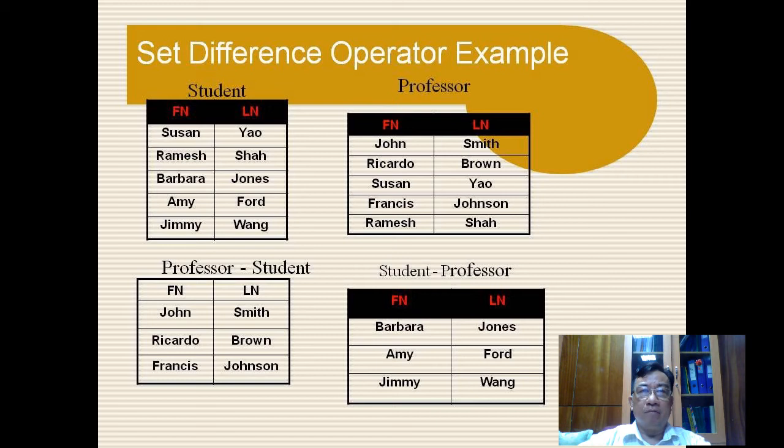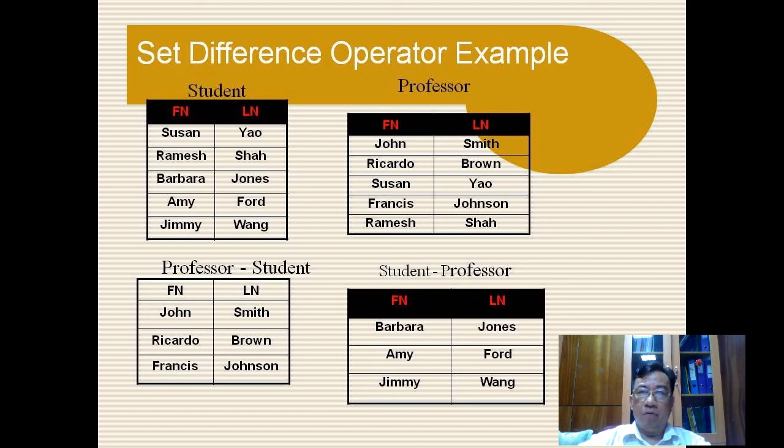You have a student relation containing Susan, Ramesh, Barbara, Amy, and Chimbe. And you have a professor relation containing John, Ricardo, Susan, Francis, Ramesh. Now you want to build a relation that is the set difference of professor set difference student, and you will have John Smith, Ricardo, and Francis. Remember, John Smith, Ricardo, Francis are in professor relation only. They are not in student relation.